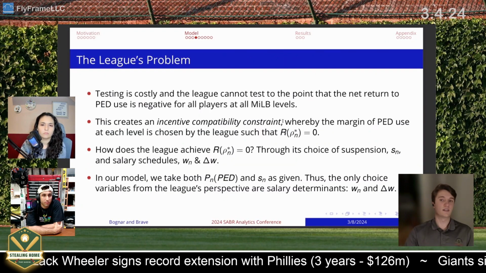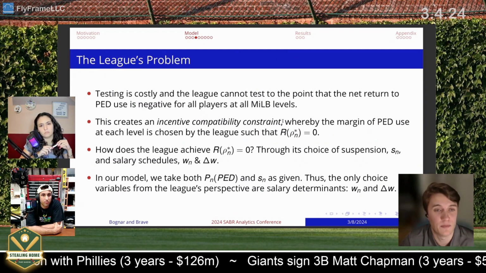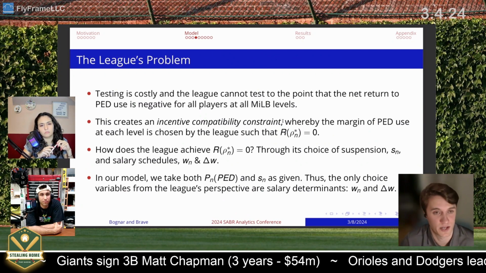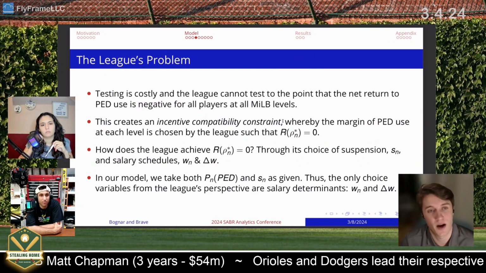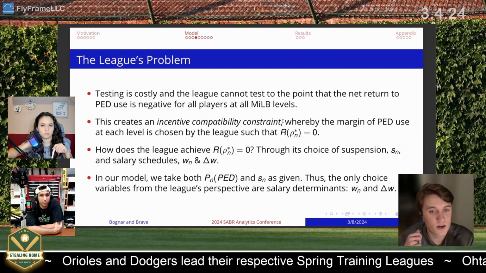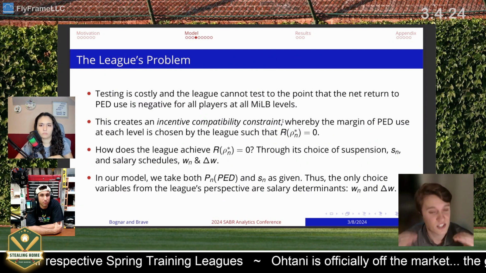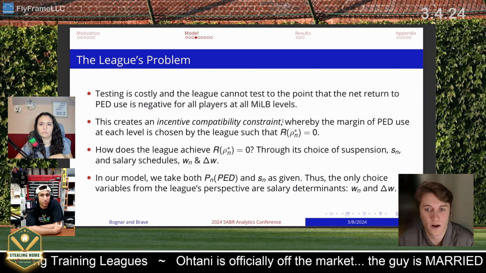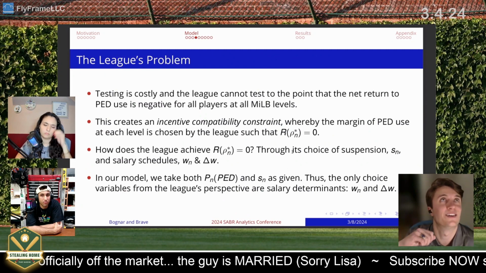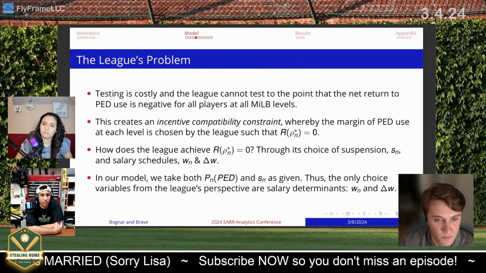Now we can go to the league side. So from the league's perspective, in a perfect world, the league would be able to test everybody at all points of time where everybody's suspension beliefs would be 100%, right? But the league cannot possibly do that. It's too costly and it would require way too much manpower. And so this creates what we call an incentive compatibility constraint, where the league is simply going to choose an acceptable margin of PED use, where in equilibrium, they'll make their choice variables such that the net expected returns in equilibrium to PED use are 0.